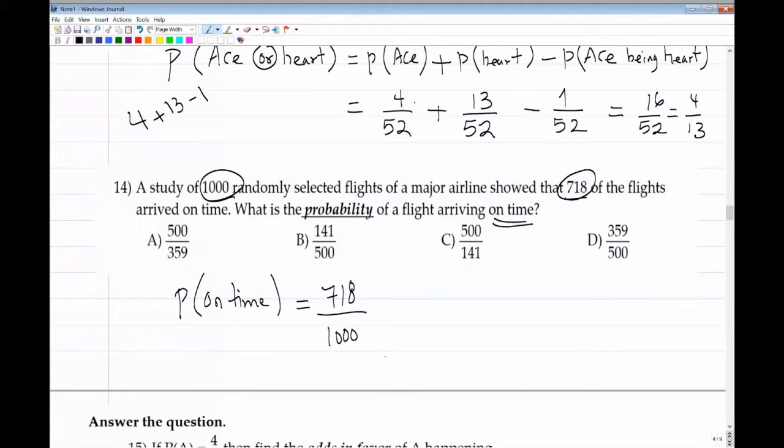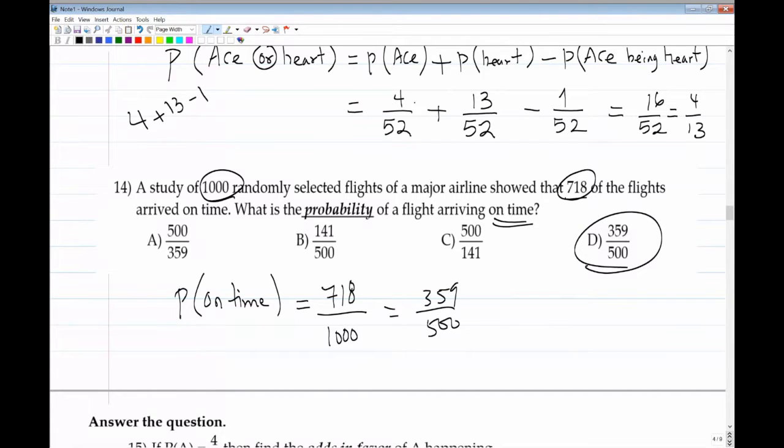And then you will reduce this, or you change it to decimal. But you could divide that by 2. So if you take 718 and divide that by 2, you'll end up with 359 over 500. And that will be the answer right here. That's if the question asks how many arrive on time.